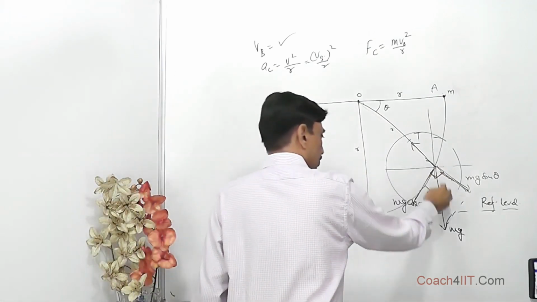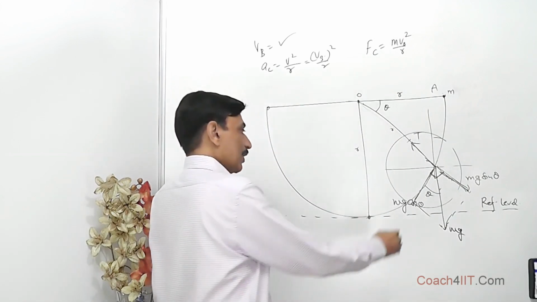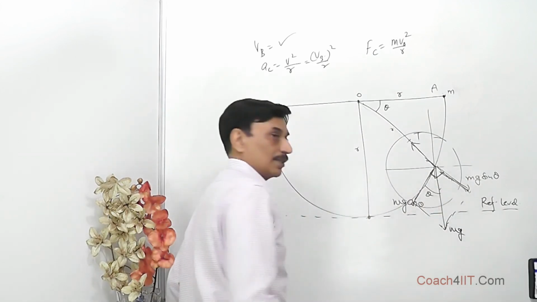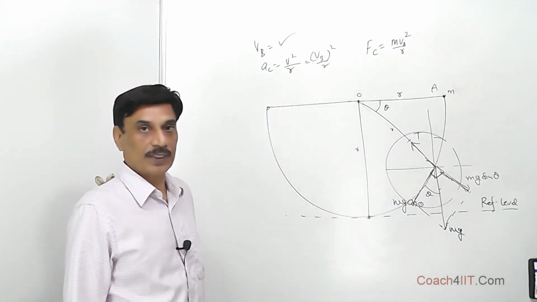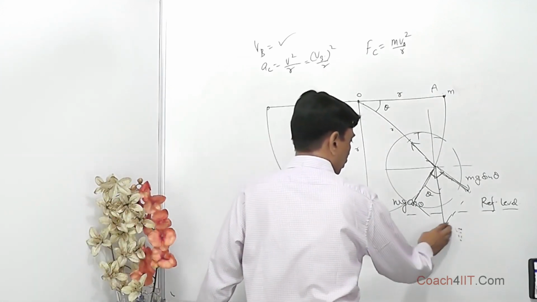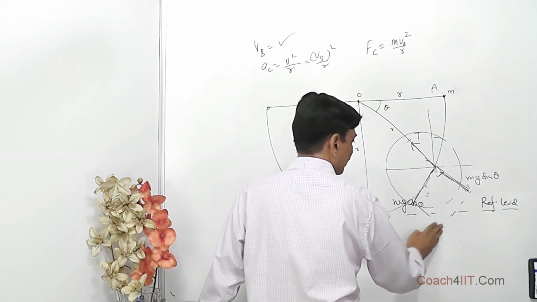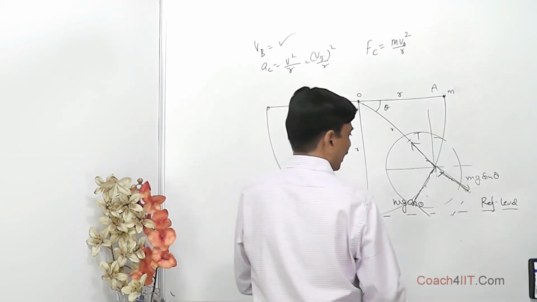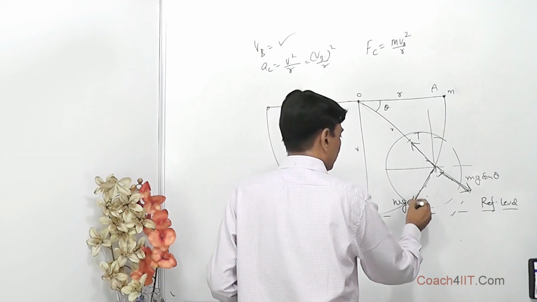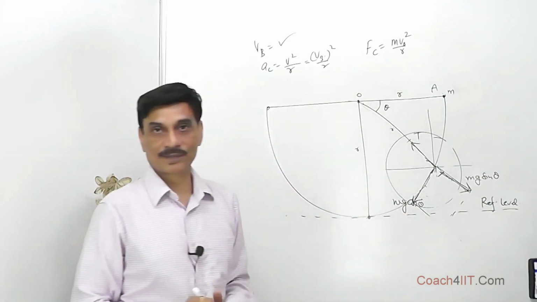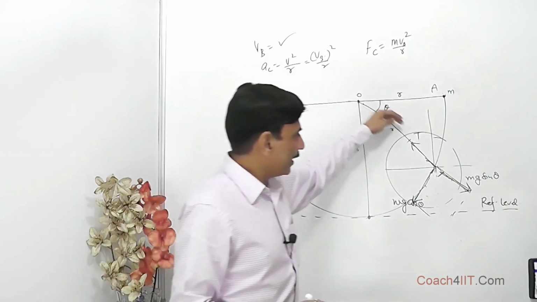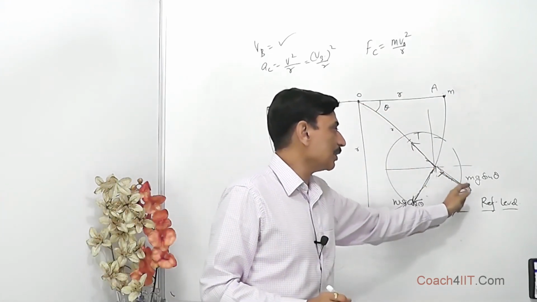This was the resultant force, and this we have broken into its components. Either we can have a force or we can have its components. Now we remove this force because it is now being represented by its components. mg sin theta is this way and mg cos theta is this way. Tension is this way.